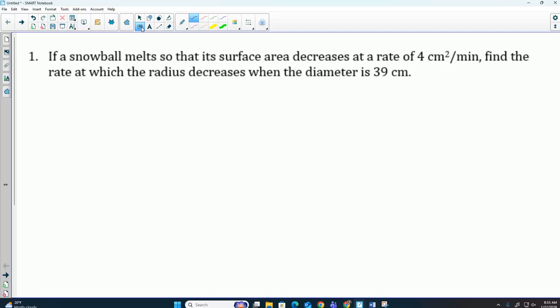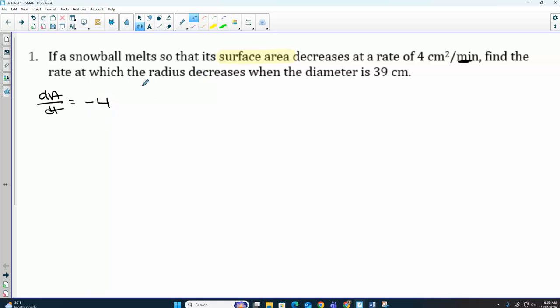First one. If a snowball melts so that its surface area decreases at a rate of 4 square centimeters per minute. So when I see this, I'm talking about surface area, and I'm talking about how it changes. If I'm looking at how something is changing, is it regular surface area or is it the derivative? Derivative. So this is the dA/dt. I know it's in terms of time because my unit is per minute. If it's decreasing, what should this be? A negative. So you do have to watch your positives and negatives here.